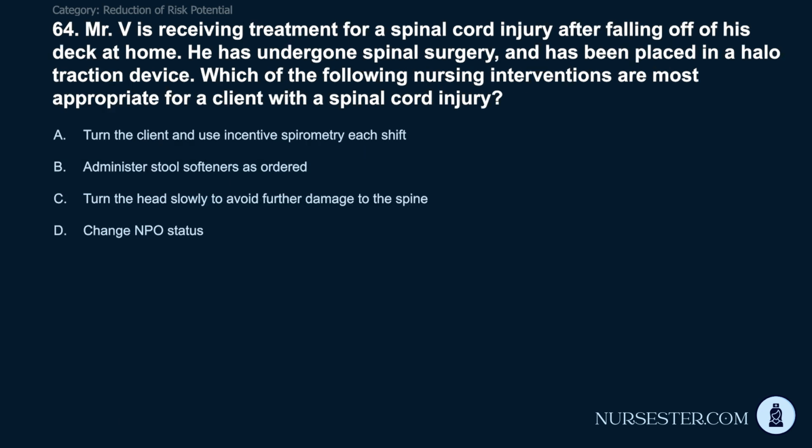64. Mr. V is receiving treatment for a spinal cord injury after falling off of his deck at home. He has undergone spinal surgery and has been placed in a halo traction device. Which of the following nursing interventions are most appropriate for a client with a spinal cord injury? A. Turn the client and use incentive spirometry each shift. B. Administer stool softeners as ordered. C. Turn the head slowly to avoid further damage to the spine. D. Change NPO status.